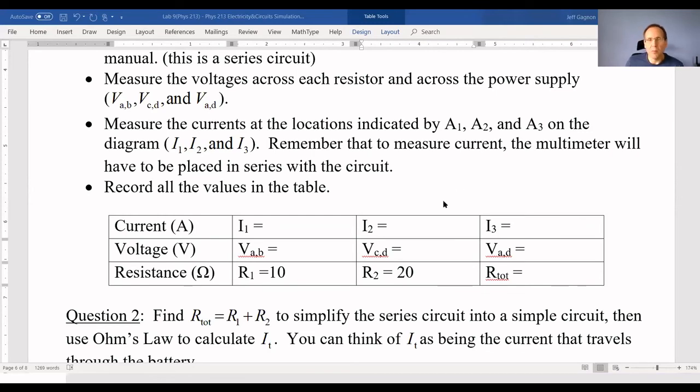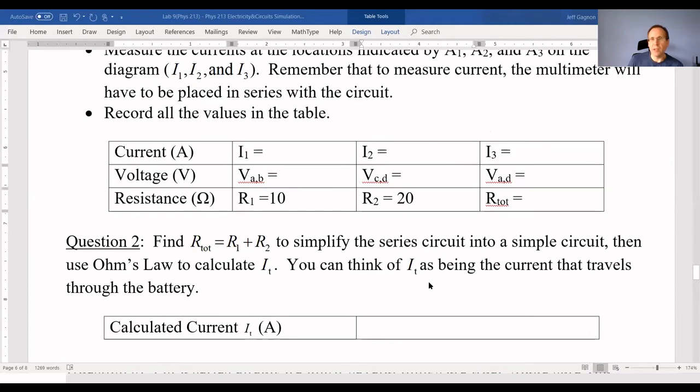Okay, so once you have all those values you can fill in the table, the first thing you want to do is compute the total resistance. If we were to combine those two resistors in series, how do you combine them? My hint is in here. Remember, you just simply add the resistance values together to find R total.